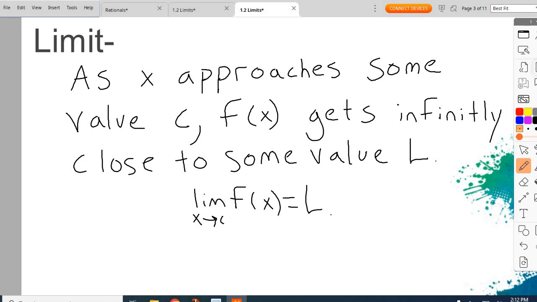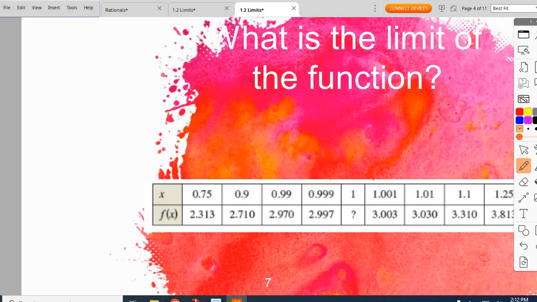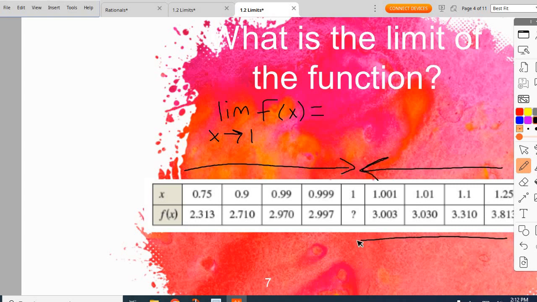Okay. So, continuing on. What do we have here? A table, right? So we're going to look at the limit as x approaches 1 this time of f of x. As the x value gets closer and closer to 1, what does it look like our y values are getting closer and closer to? 3.